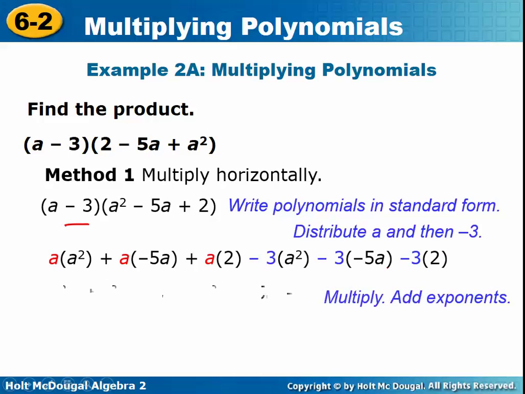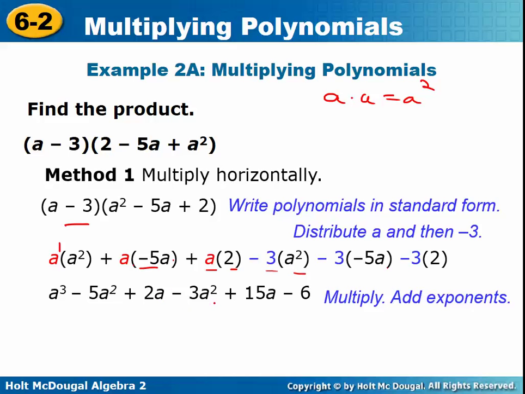Now we just go ahead and simplify. So a times a squared is a to the third. Add your exponents. Then put the minus 5 next, and then a times a is a squared. And then we have a times 2. We write that as 2a. Then minus 3a squared. Just write that out. Then we have negative 3 times negative 5. That would be a positive 15. Negative times negative is positive, and then just write the a after it. So 15a. And then negative 3 times 2 is minus 6.